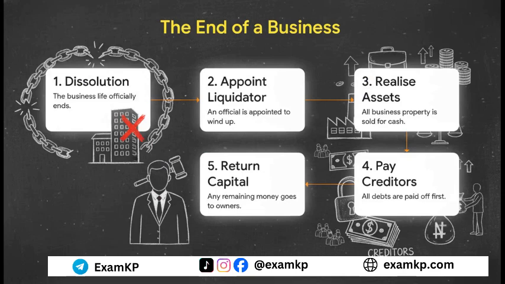Who gets paid first? The creditors. Everyone the business owes money to gets paid before the owners see one kobo. That order is absolutely crucial to remember.